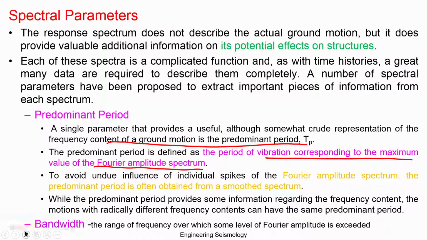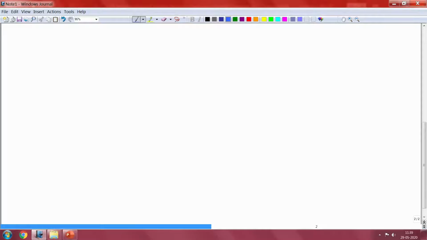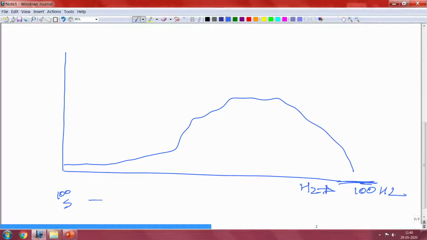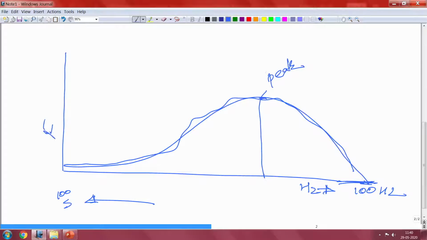What should you do to get it? You basically get a Fourier spectrum, which varies like this, like this, like this. This axis is the frequency in hertz, and this will be the period. At one point, if you smooth this, you find where you are attaining the peak. This is basically the Fourier amplitude.